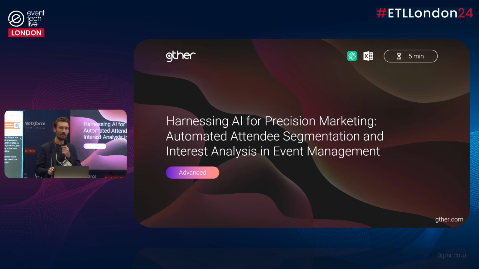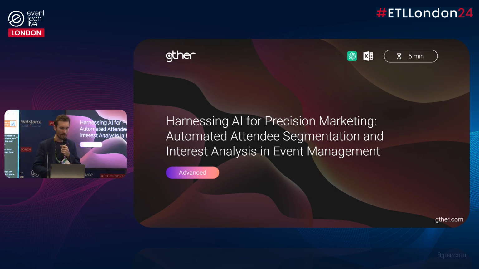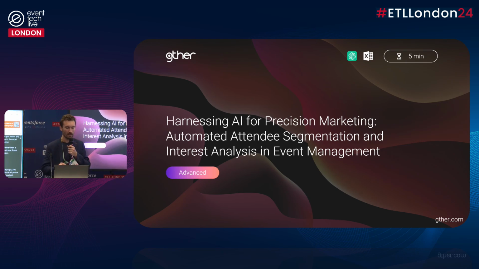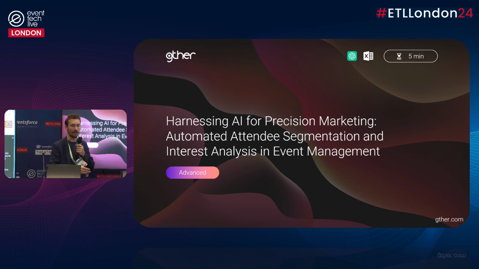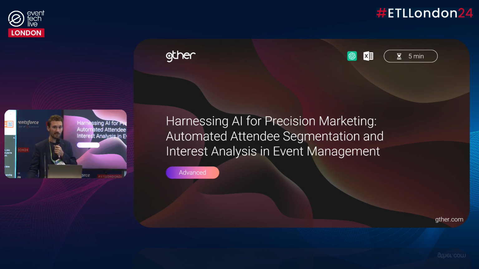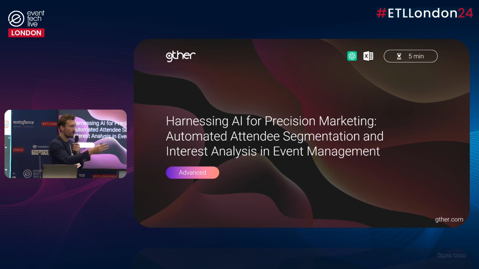Another advanced one. I think this is the last advanced one we've got. So this is precision marketing. Say you've got a huge list of attendee information, and you want to really drill down and work out, okay, of all these attendees, I did a conference last year and 10,000 people came. They're not all the same. Even at EventTech Live, there's not 10,000 people here, but there's lots of different people.